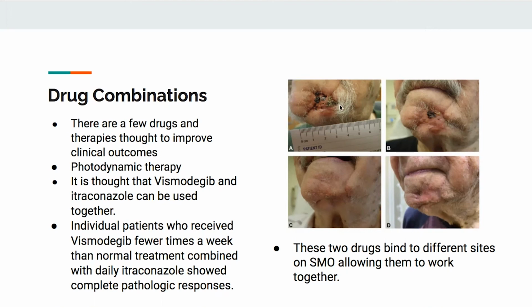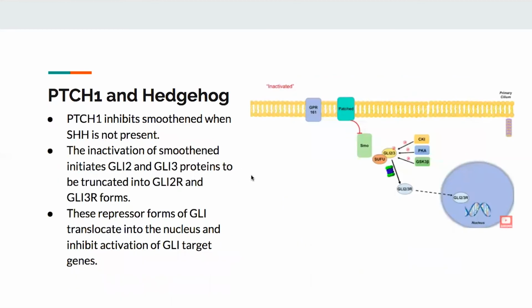So this is one individual who only received vismodegib one time a week, which could really alleviate some of the adverse side effects. Picture A is his tumor before beginning treatment. B is 4 weeks into treatment. C is 12 weeks, and D is 16 months. So a really big improvement. And it's thought that these two drugs work so well because they bind to different sites on smoothened, which allows them to work together rather than competing with each other.